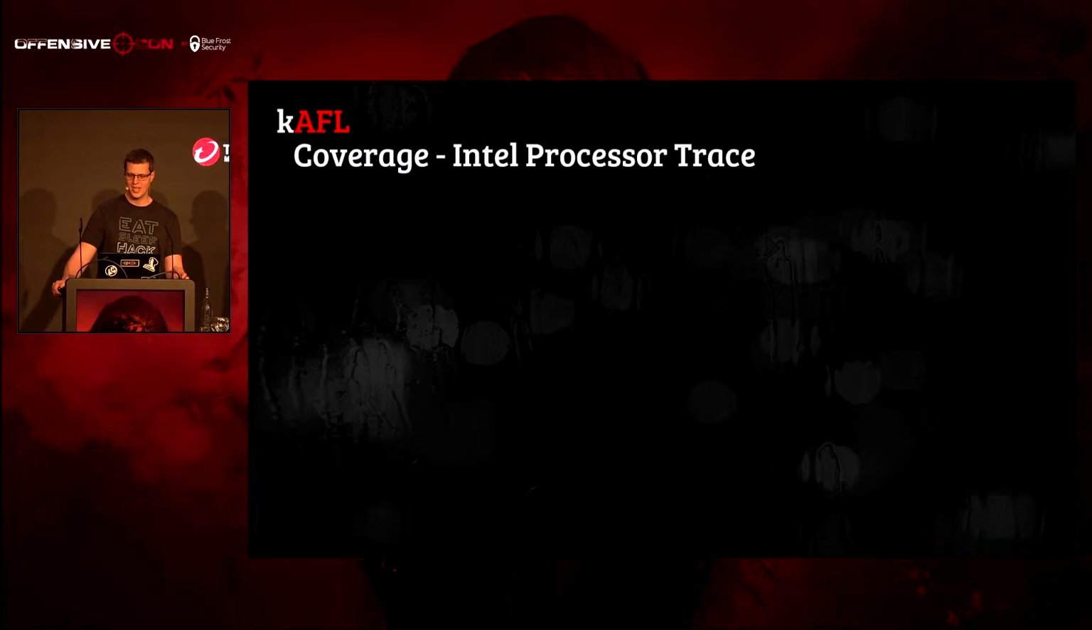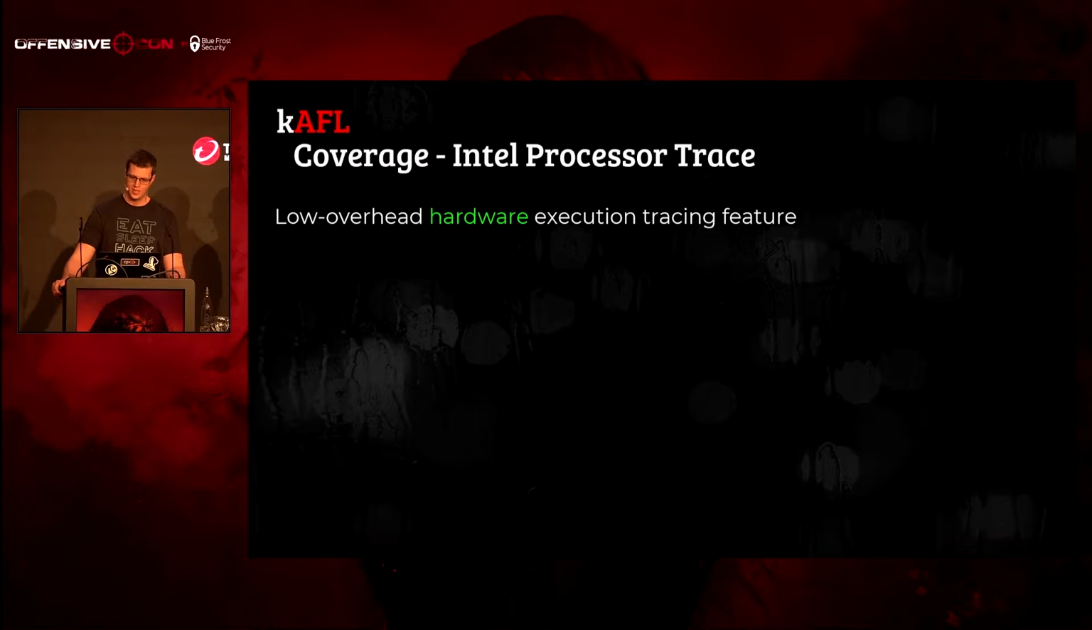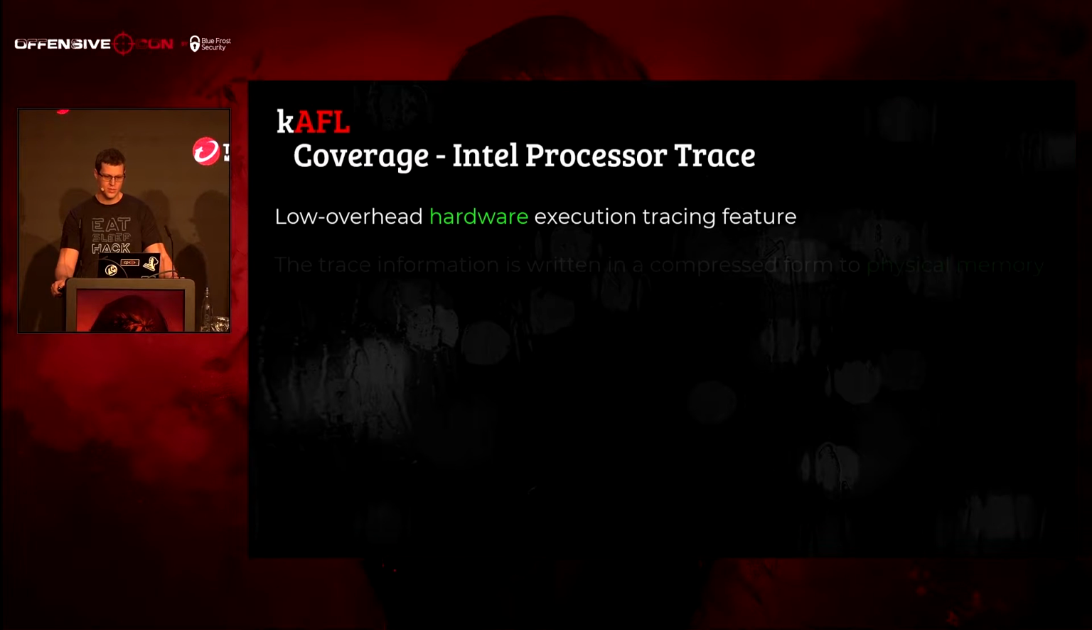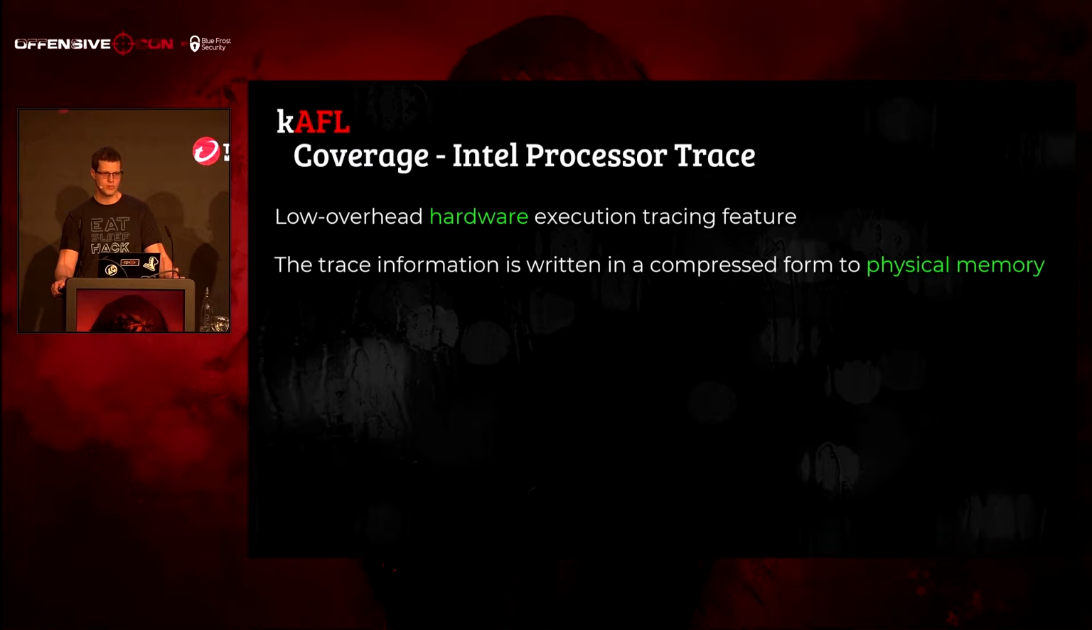So how is KFL able to generate coverage traces? Well, it uses Intel processor trace, which is also known as Intel PT, which is a low overhead hardware execution tracing feature that supports tracing coverage for each hardware thread. The trace information is written in compressed form to physical memory, and KFL uses a fast decoder to generate full traces from the compressed form.